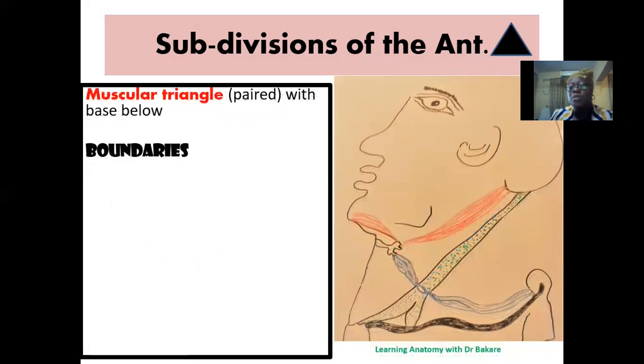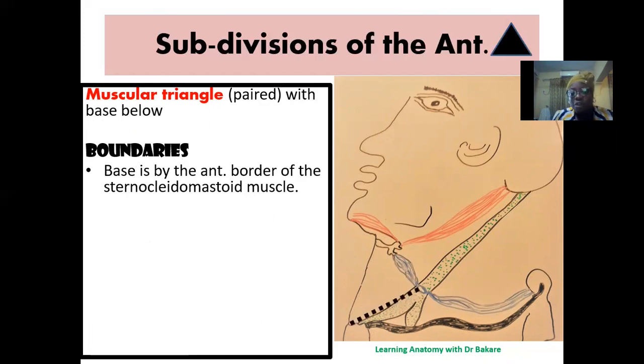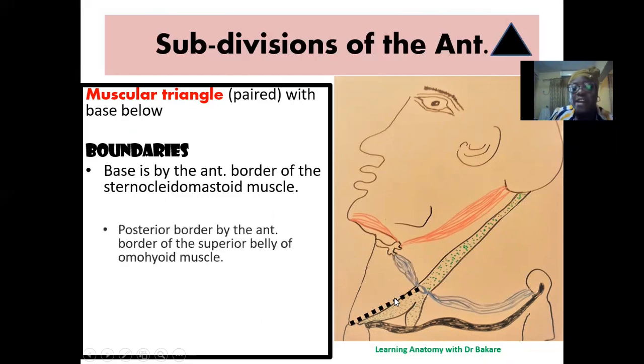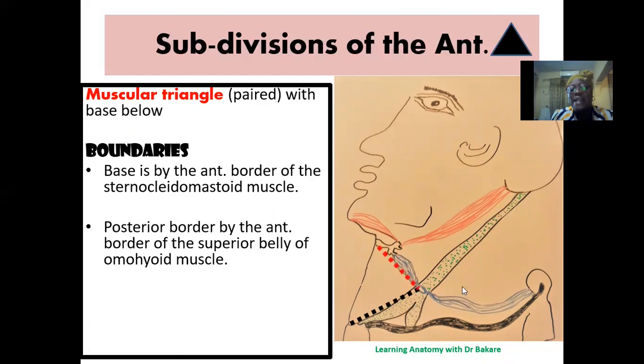The next one is the muscular triangle. This is also paired, which means we have one on the right and one on the left. The boundaries: the base of this triangle is formed by the anterior border of the sternocleidomastoid, but at the lower part, which means the lower part of the anterior border of the sternocleidomastoid forms the base of the muscular triangle. Then the posterior border is formed by the anterior border of the superior belly of the omohyoid. This is the superior belly of the omohyoid. This is the anterior border, this is the posterior border. So the anterior border of the omohyoid actually forms the posterior border of the muscular triangle, while the anterior border is formed by the anterior midline plane.